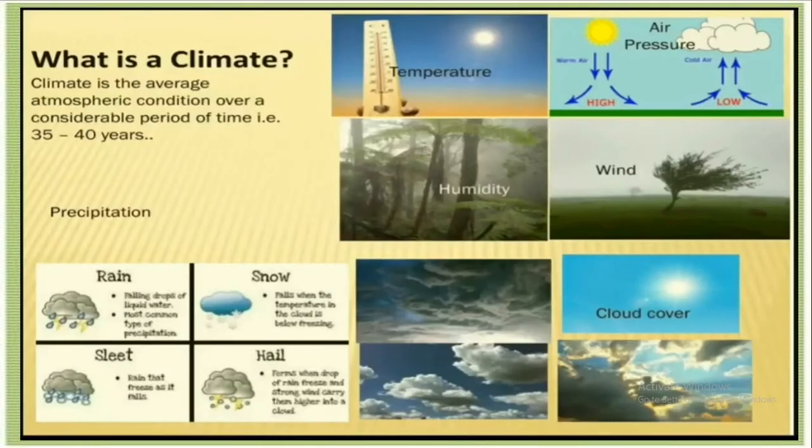You know what is climate. Climate is the average atmospheric condition over a considerable period of time, that is 35 to 40 years. And I had told you about precipitation: rain, snow, sleet, hail. So, rainfall, temperature, humidity, air pressure, wind, these are the major controlling factors of the weather and climate. So, this difference of the climates depends on the temperature, rainfall, moisture, etc. and also depends on the flow of monsoon.